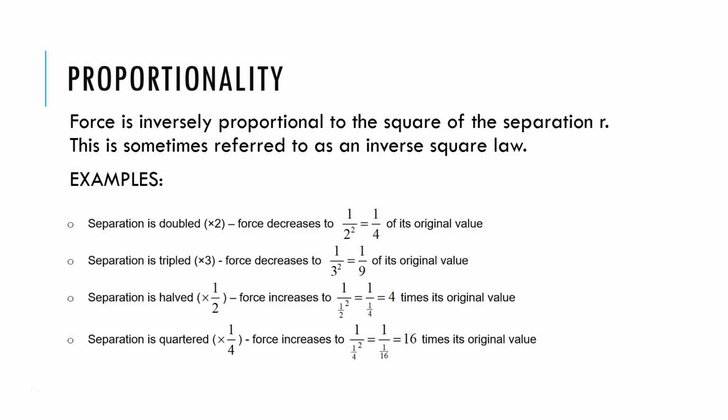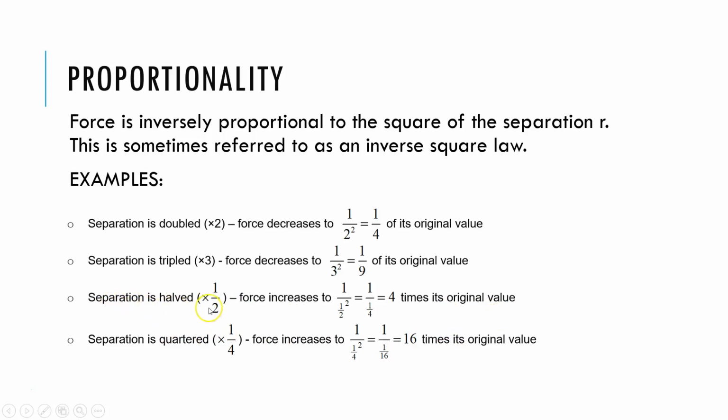If you go the other way and you make the separation smaller, let's suppose we halve the separation, then the proportionality change here will be 1 over a half squared. So 1 over 1/4, and 1 over 1/4 is just 4. So if you halve the separation, you get 4 times the original force.